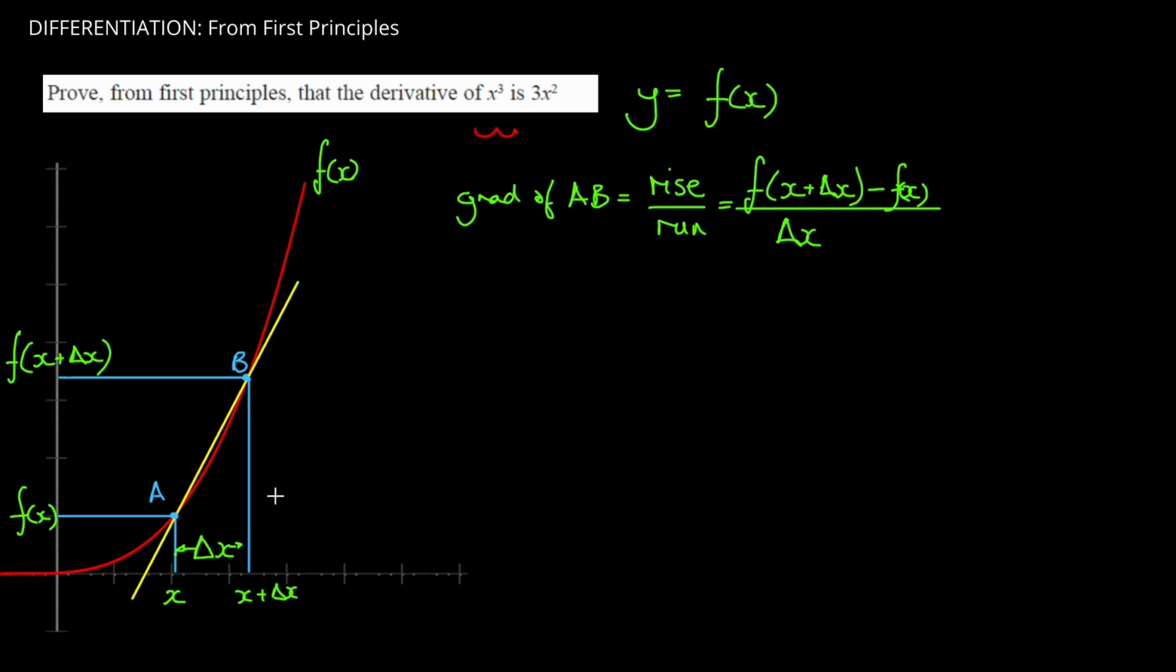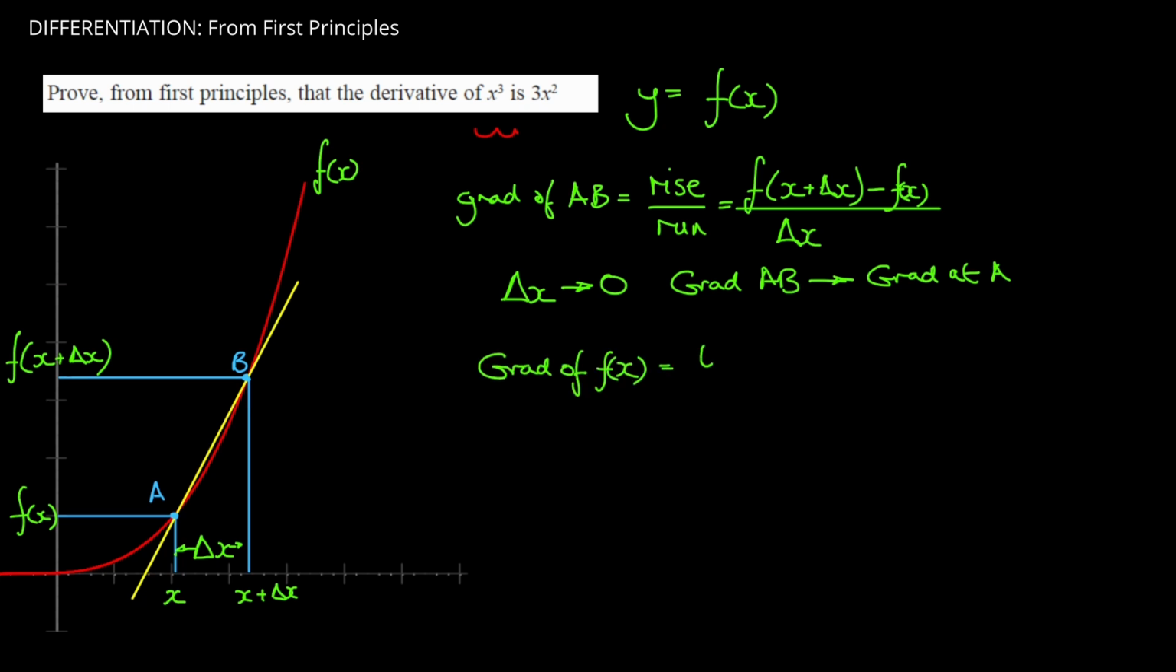But supposing now we do the same and we push B towards A, delta x tends to go to naught. And the gradient of AB will tend to go to the gradient at A. How do we write that down? Well, the gradient of f(x) is equal to the limit as delta x goes to naught of this formula here.